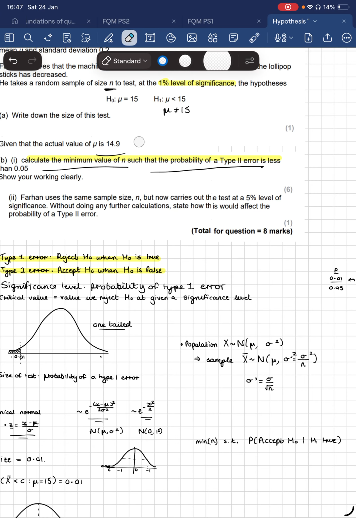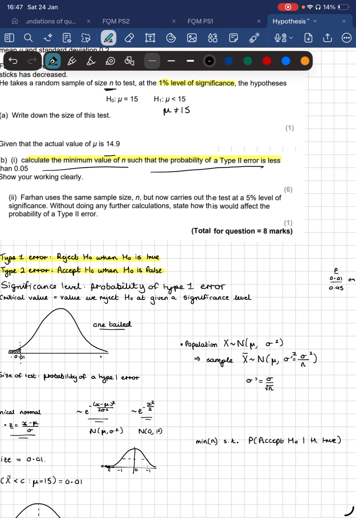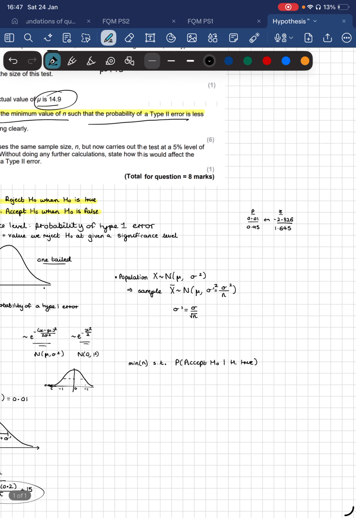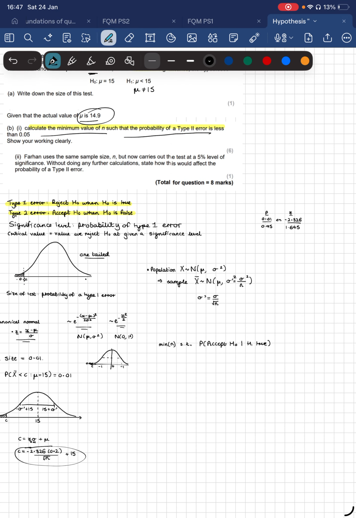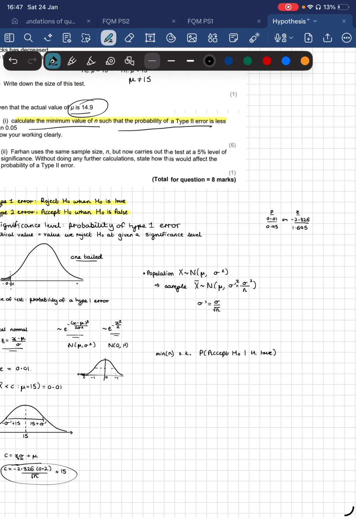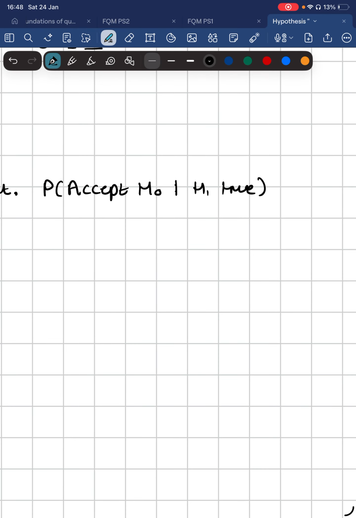It's kind of unintuitive why that completely corresponds, but that's how statistics works. And I'm not a statistician, so ask them. But what they want you to take in this question for H1 true is that we're going to find this probability, which we want to be less than 0.05. The probability we accept H0, given that mu is equal to 14.9, right? This would be a type 2 error.